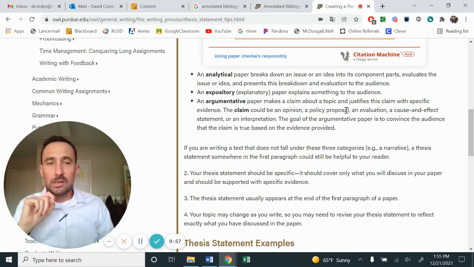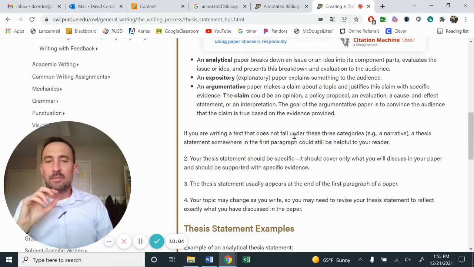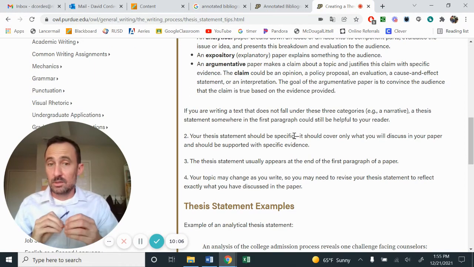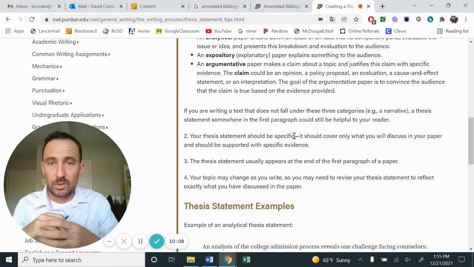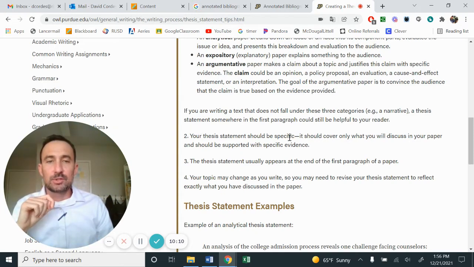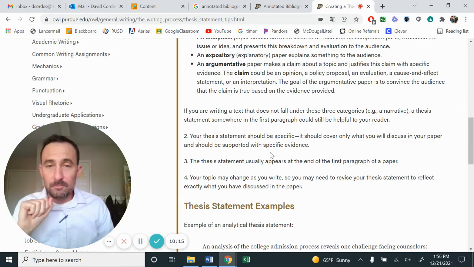So the claim can be an opinion, a policy proposal, an evaluation, cause and effect, an interpretation. You kind of have to decide what it is and how you want to articulate that. Okay. Your thesis statement should be specific. It should cover only what you want to discuss in your paper.